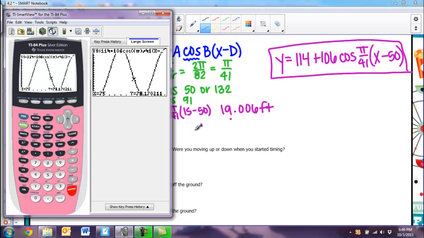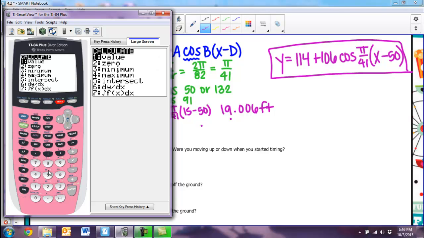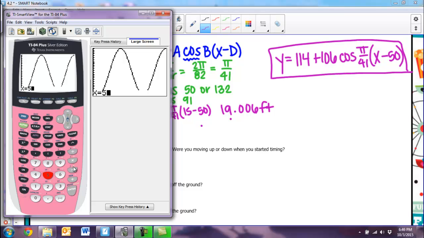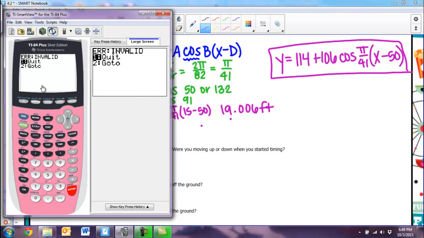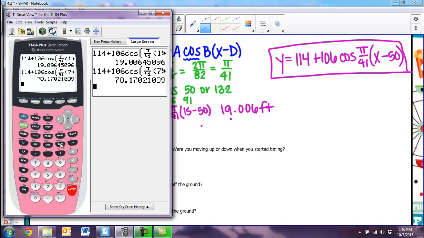So you have to watch what units you're using here. So on that one, if I wanted to find 5 minutes, I would go to second trace value and I would do 5 times 60 because there's 60 seconds in a minute. Now you're going to get an error. And the reason that this happened is because your window is not big enough. It doesn't have 300 in it.